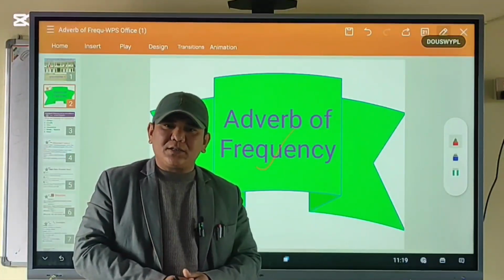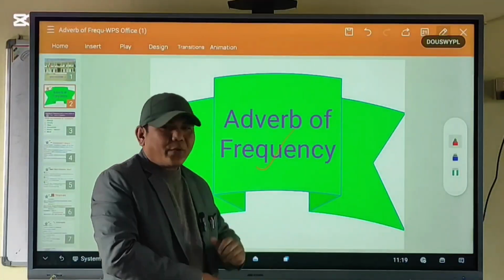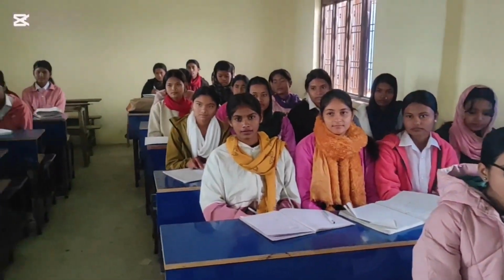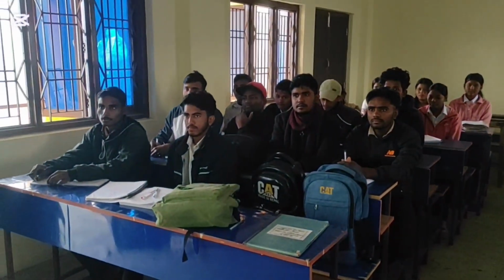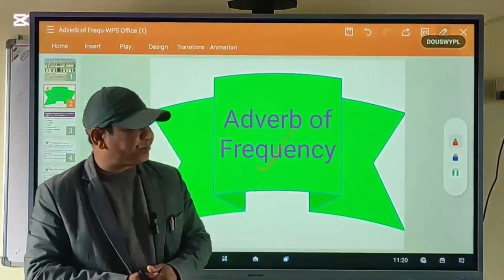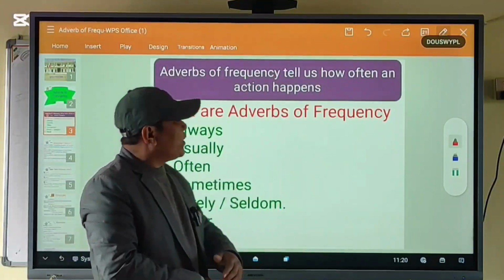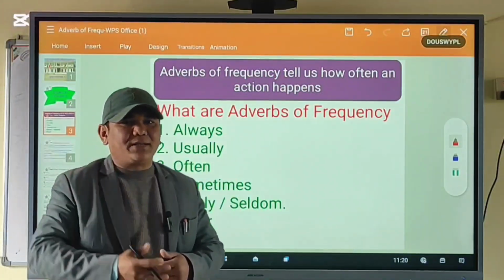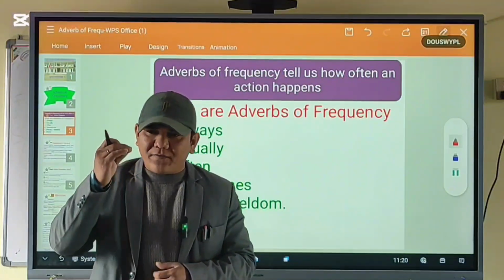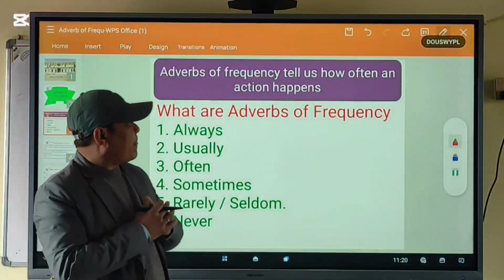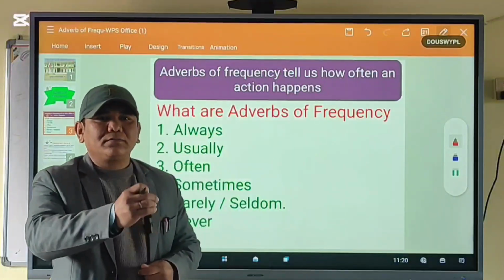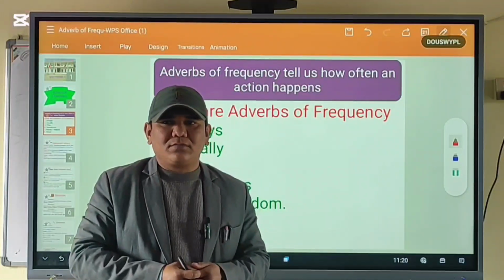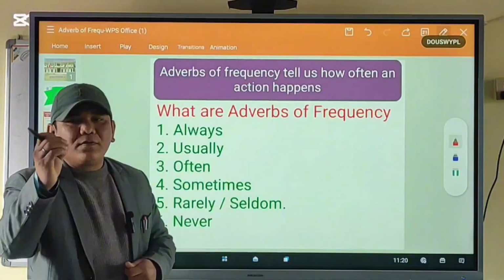So, does anybody have any ideas? What is an adverb of frequency? Can you tell me? This side? Okay, then no ideas. Okay, listen to me carefully. Adverb of frequency tells us how often an action happens, how many times an action takes place. An adverb of frequency tells us how often an action occurs, how many times an action takes place. Okay, this is what we call adverb of frequency.